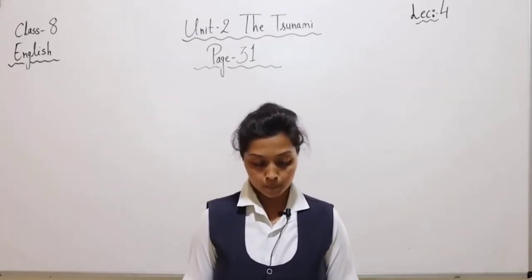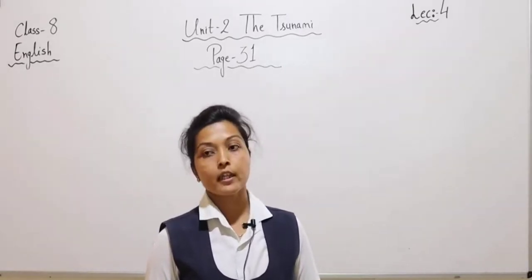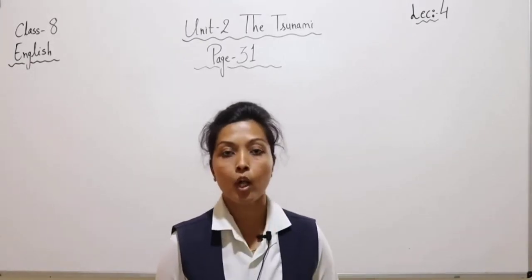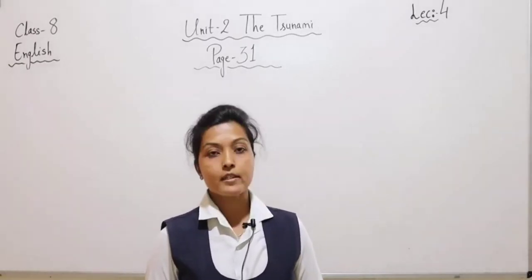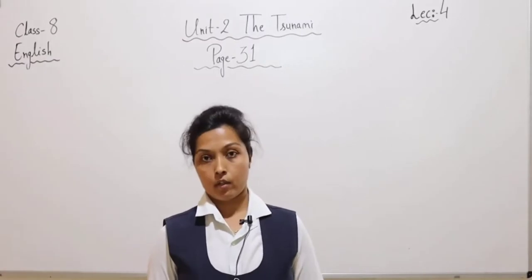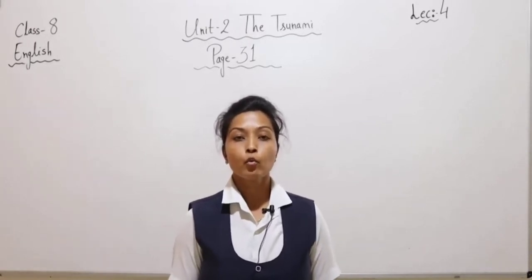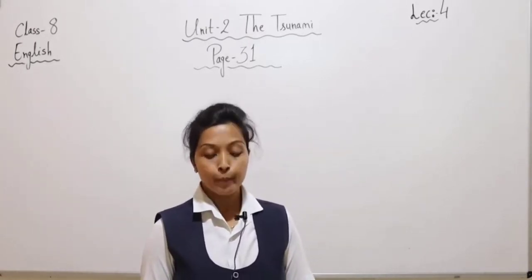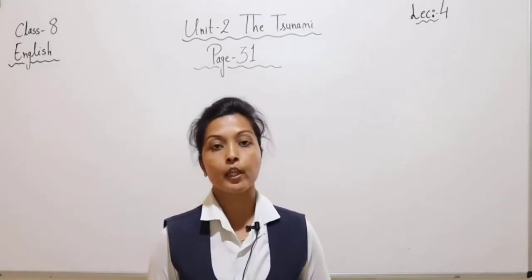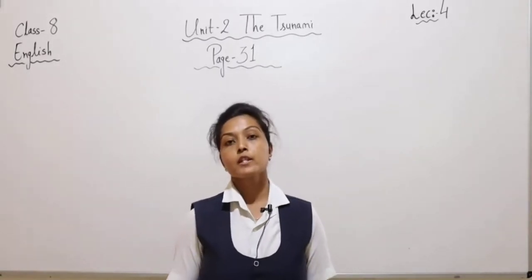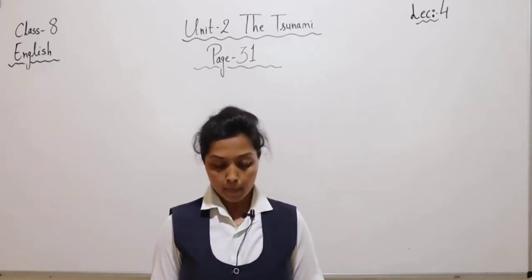Okay, so now compare the sentences in A to the ones in B. What we have to do is compare the sentences in column A to the ones in B. Who is the doer of the action in every case? The doer is the one who is doing that action. Is the doer mentioned in A or in B? In which column is the doer mentioned?